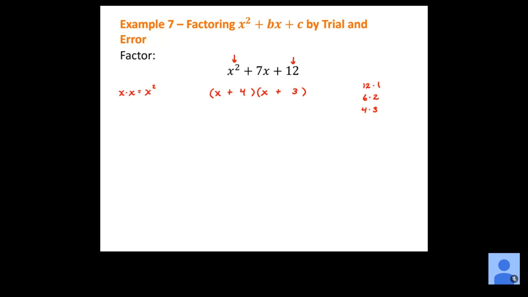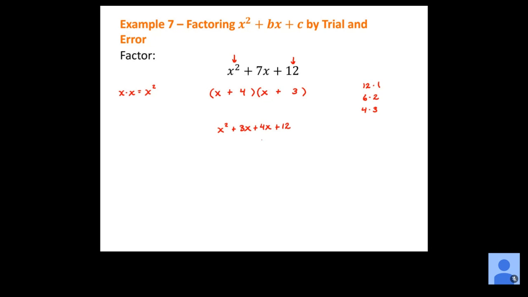Now, that is the answer. But again, we can check ourselves by actually distributing or using FOIL here to make sure we get the trinomial that we started with. So if I do FOIL, we have x times x. That's going to give us x squared. Then we do our outer terms. X times 3 is going to be a positive 3x. Inner terms, 4 times x, positive 4x. And then finally, we have 4 times 3. That's going to give us 12.